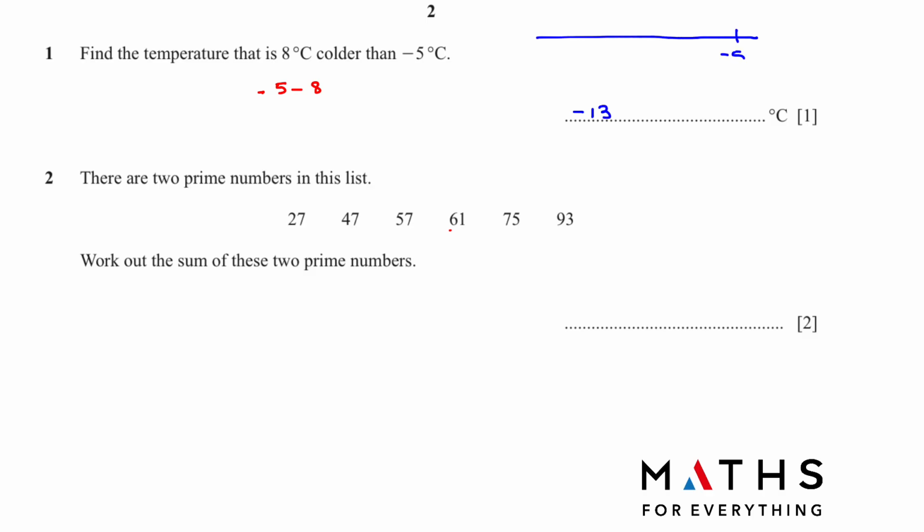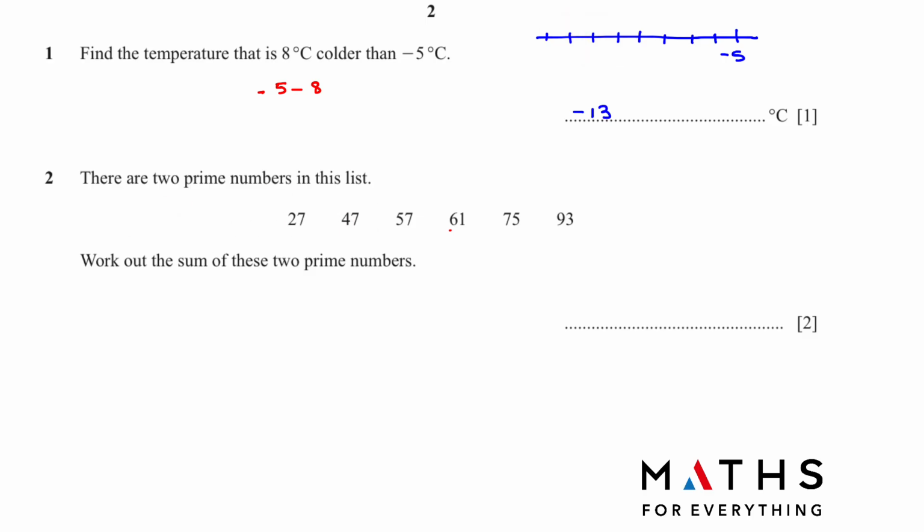This is -5. Colder than means it goes to the left hand side by 8 degrees. So move 1, 2, 3, 4, 5, 6, 7, 8. This will become -6, -7, -8, -9, -10, -11, -12, and -13.